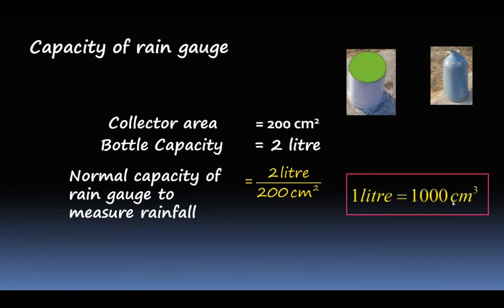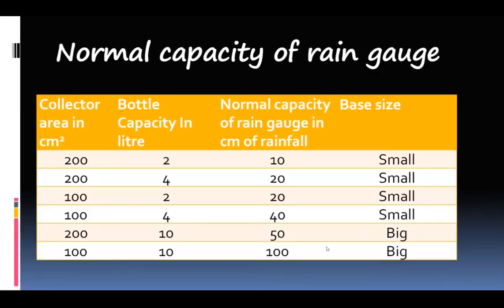We know 1 liter is equal to 1000 centimeter cube. Convert this 2 liters into 2000 centimeter cube, divided by 200 centimeters square, which will give 10 centimeters of rainfall. So this rain gauge with a collector area of 200 centimeters square and a bottle capacity of 2 liter can store 24-hour rainfall of 10 centimeter. I have calculated for 2 liters, but you can calculate for 4 liters and with different collector areas. So this is the normal capacity of the rain gauge in centimeters of rain.